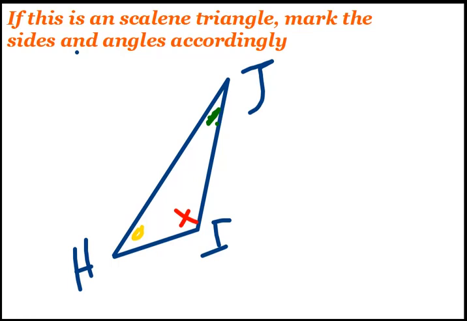Then let's mark our sides accordingly. Because they are all different from each other, this one will have 1 line, the other one will have 2 lines, and the other one will have 3 lines, meaning the length of HI is different from the length of JI, and the length of JI is different from all the other sides in the triangle. So in a scalene triangle, all angles and all sides are different from each other. Let's have a look at our next question.